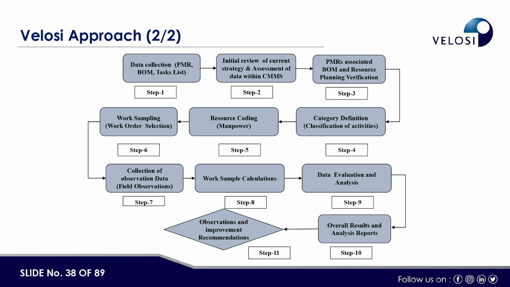Here the first step is data collection, which is PMR, BOM, task list. Then initial review of the current strategies, assessment of the data within CMS, PMR associated BOMs, and resource planning verification. Then category definition, for example, from the instrumentation point of view: instrumentation and control, electrical, mechanical, and so on. Then resource coding, which is manpower, work sampling, work order selection, then collection of observation data, field observation, then work sample calculations, data evaluation and analysis, then overall results, analysis reports, and observations and recommendations. So the job is done in basically 11 steps.